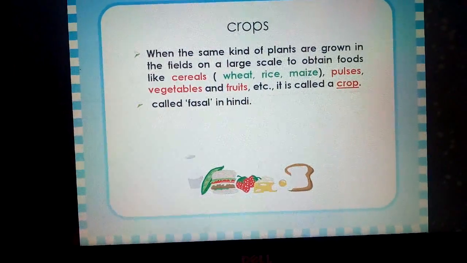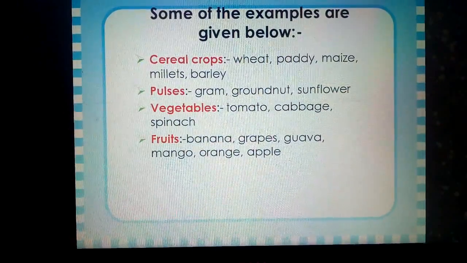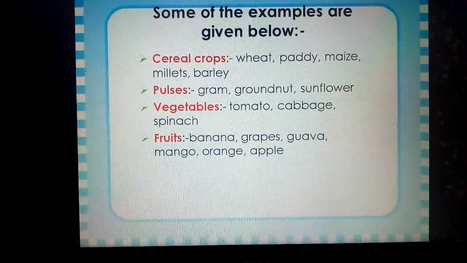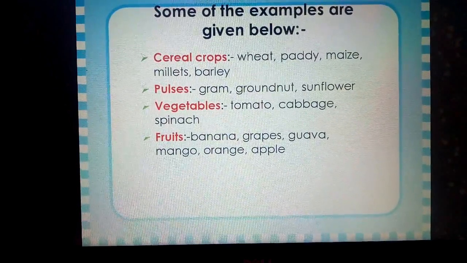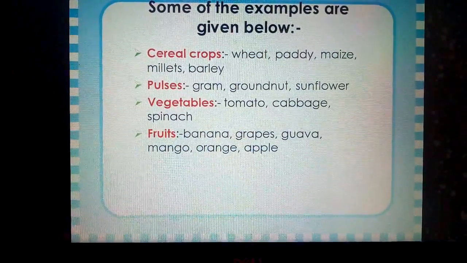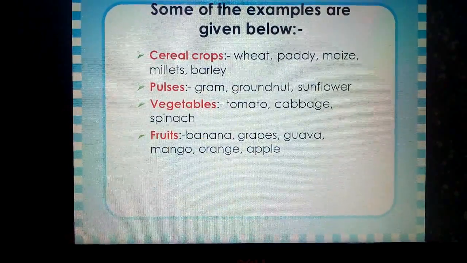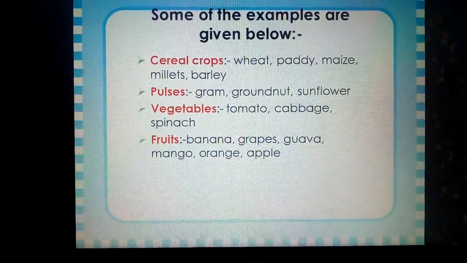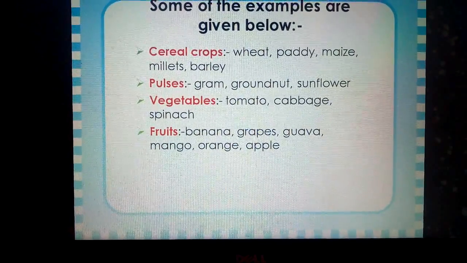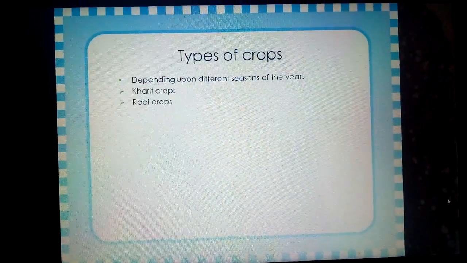Now, some of the examples. For cereal crops: wheat, paddy, maize, millets, barley. For pulses, examples are gram, groundnut, sunflower. For vegetables: tomato, cabbage, spinach, and you can give many more examples. For fruits, examples are banana, grapes, guava, mango, orange, apple, and many more, right?